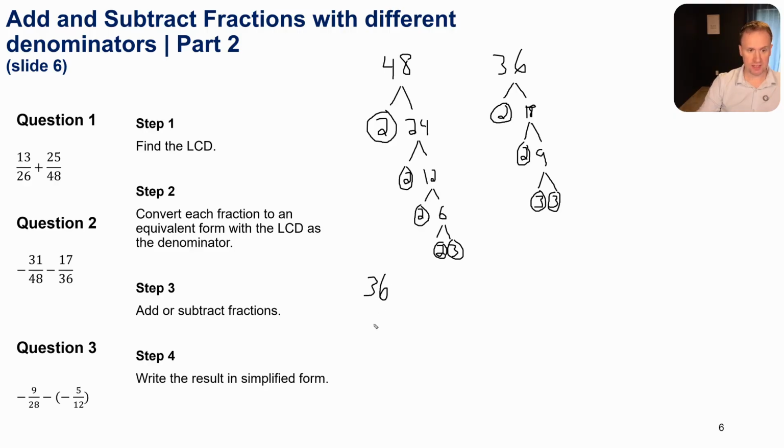So we have 36, 48. Writing out 36, we have 2 times 2. If I compare the other list, I see another couple 2's for 48, so I'm going to give us some space to put those 2's. 3 times 3. And then for 48, we now have 2 times 2 times 2 times 2 times our 3.